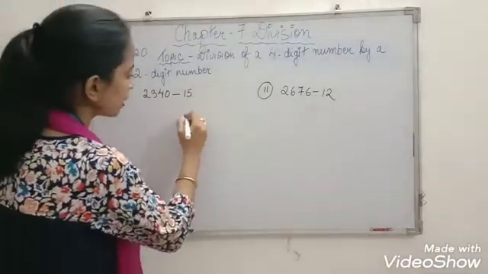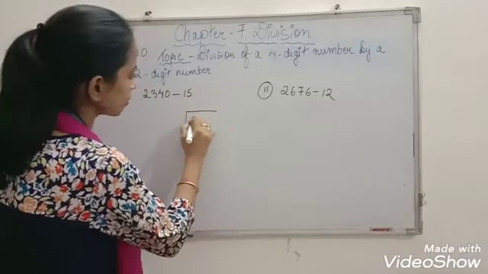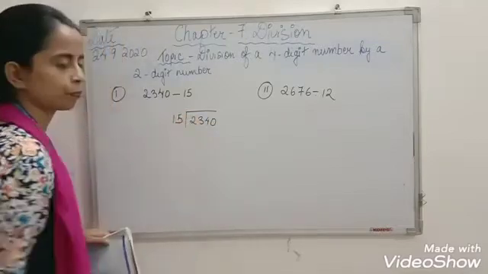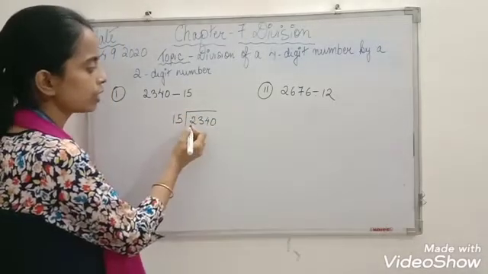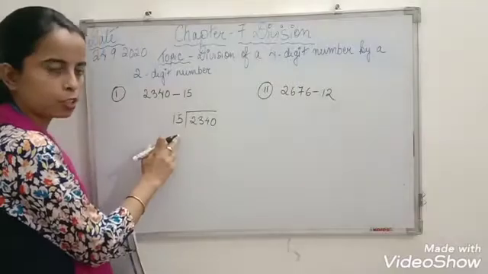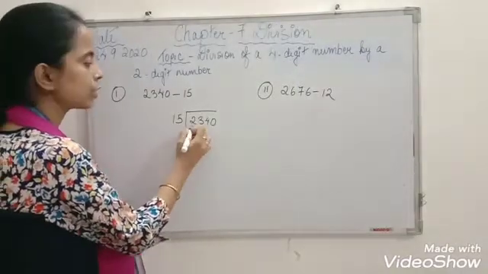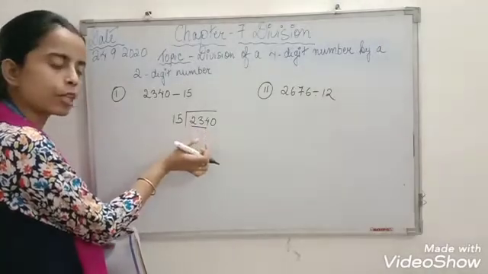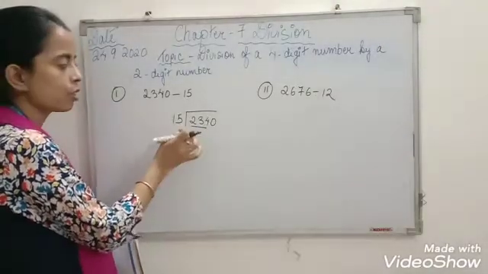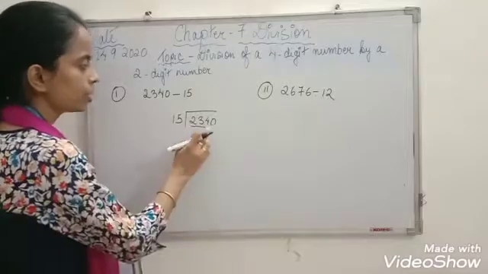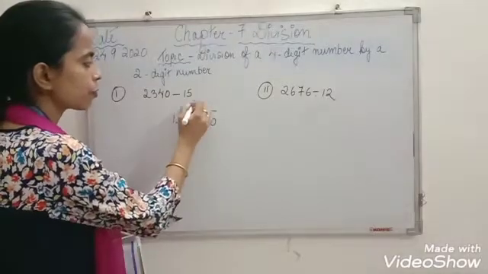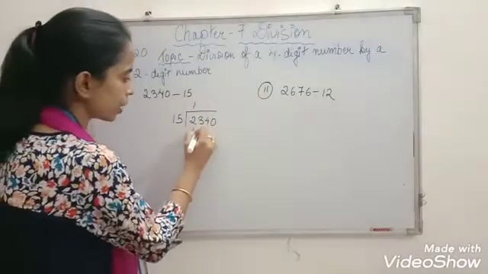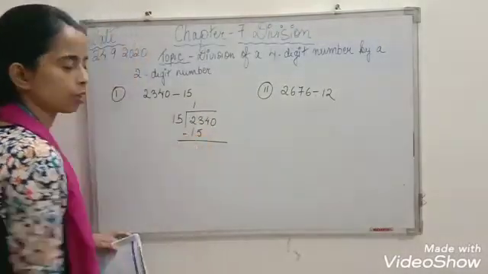Okay, so let's start. Dividend is what? 2340. Divisor is what? 15. So now here you see 2 is smaller than 15, so we will take 3. We will consider 23. Now we will find a number less than or equal to 23 to do the division part. So 15, 1, multiplication fact we have to find out. 15 into 1, 15. Do subtraction now.